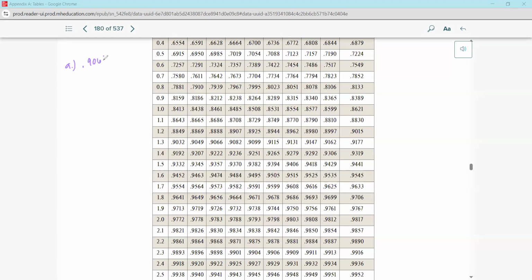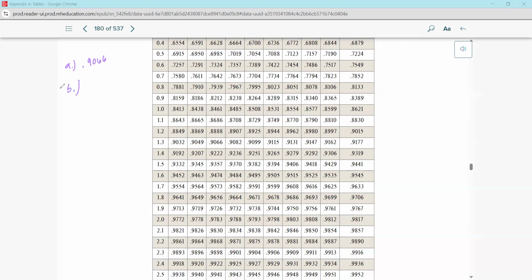0.9066. That just means that pretty much 90.66% of your data should fall to the left of a z-score of 1.32. And a z-score, remember, is 1.32 standard deviations from the mean. 90.66% of my data should fall into that. All right, so that's basically how that's calculated.